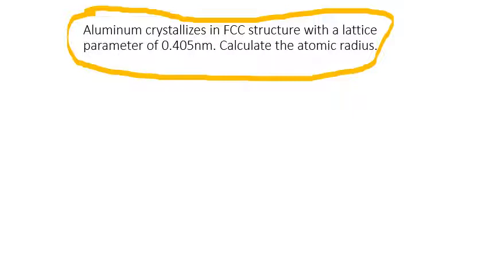So nanometer means 10 power of minus 9 meters. So calculate the atomic radius. Here the lattice parameter is nothing but A. They have given A as 405 nanometer, and you need to find what is R. That is what I said.